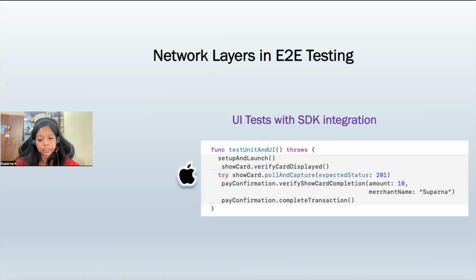Now, here we have an example of an SDK integrated UI test. In this piece of code, what we have here is we're launching the app, and then we are interacting with the UI component in the app, and then we are calling an SDK request. And then we are collecting the response, validating the response against the request, and then again going back to the UI layer. This is the approach that has to be followed for UI tests with SDK integration. Here, we are saving half of the time.